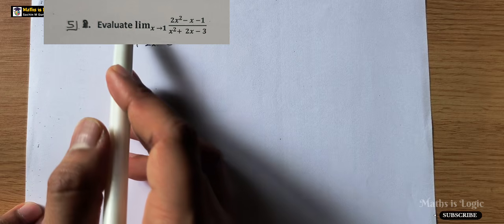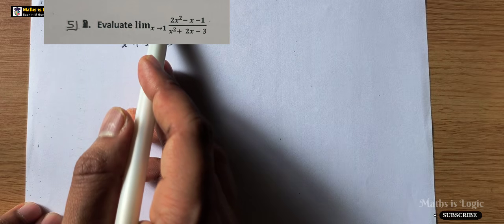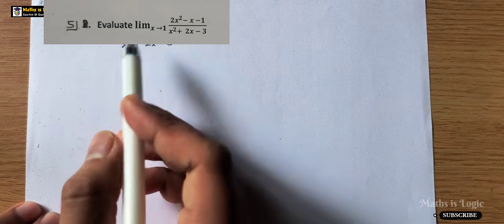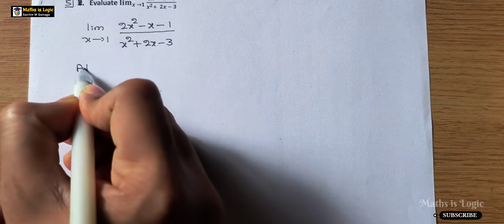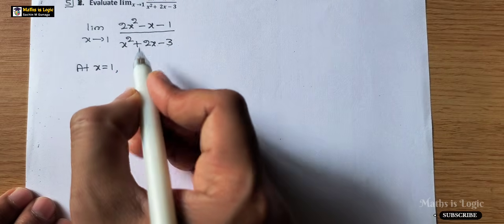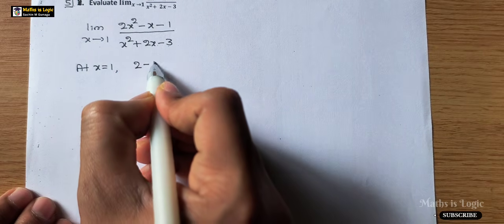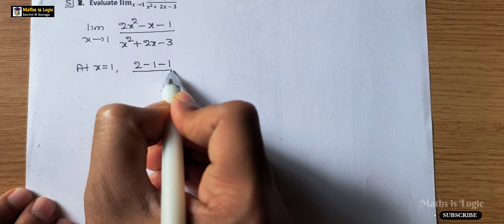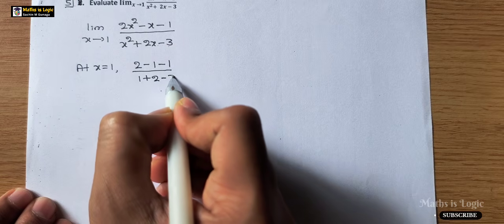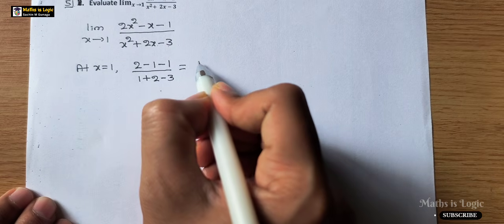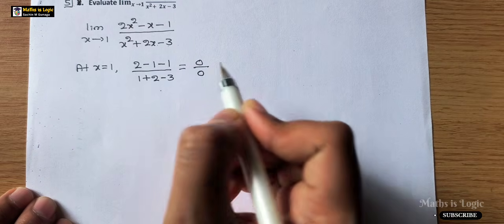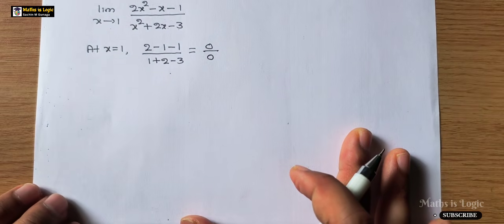Next, the fifth one: evaluate the limit x approaches 1, 2x square minus x minus 1 divided by x square plus 2x minus 3. So in the first step, put x is equals to 1. 1 square is 1, 1 into 2 is 2, minus 1 minus 1, divided by 1 square is 1 plus 1 into 2 is 2 minus 3. So 2 minus 2 is 0 divided by 1 plus 2, 3 minus 3 is 0. So here we are getting the 0 divided by 0 form.